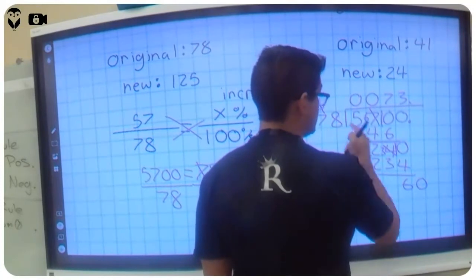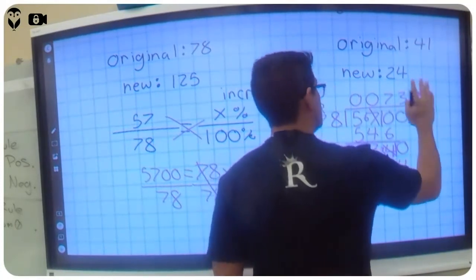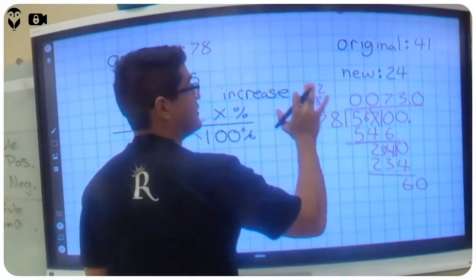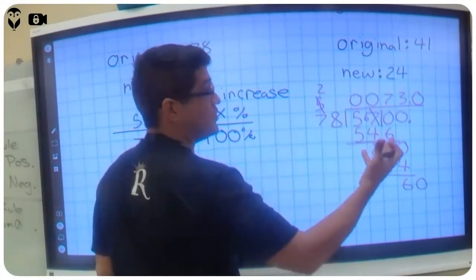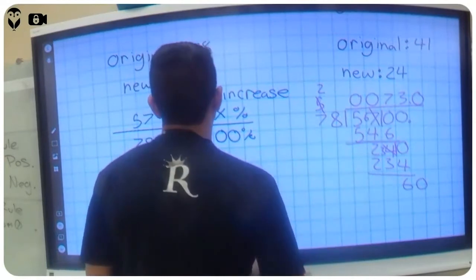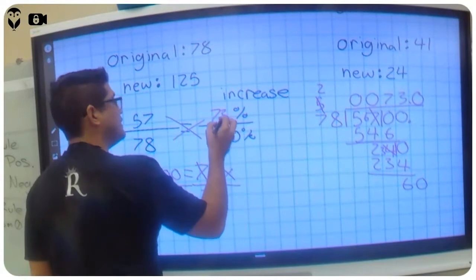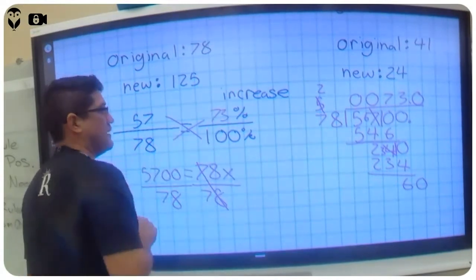Now, how many 78s go into 60? 0. So that helps me because I was going to round to the whole numbers, okay? So 73.0 rounded to the whole number is going to be 73%. So 73% increase is my final answer.